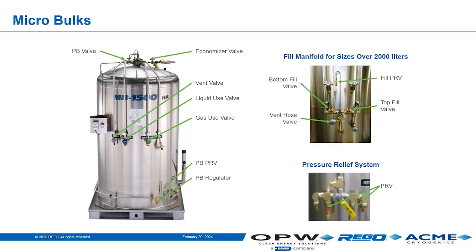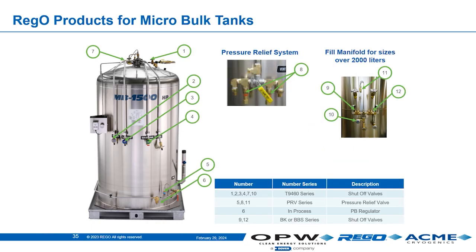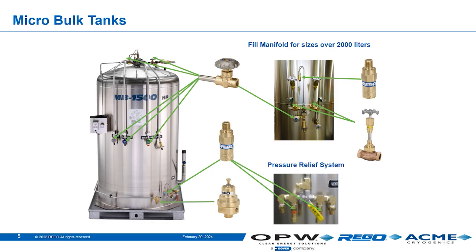So with microbulks, here's a quick look at all the different valves that go on a microbulk and where they're located. It's basically a mini version of a bulk tank, just a larger size liquid cylinder. These are the Rego valves, where they would be and what they are and where they go on it. Just a larger version of a liquid cylinder, and they've gotten so big they're now competing with bulk tanks.